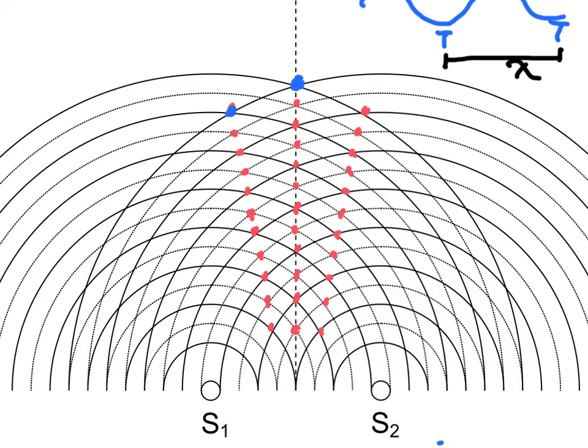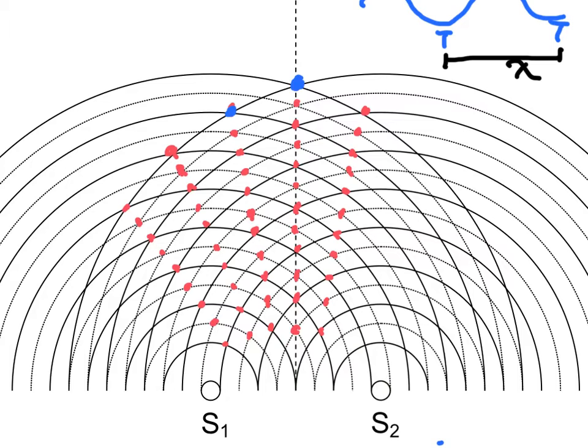If I do the same analysis from source number 2, I think most of you can see that it will in fact be 8 wavelengths. So let's do that again to confirm. 1, 2, 3, 4, 5, 6, 7, and in fact you do see 8 full wavelengths. And again, you'll notice that if I did the exact same thing for all the other points, there seems to be a difference of a full integer number of wavelengths.